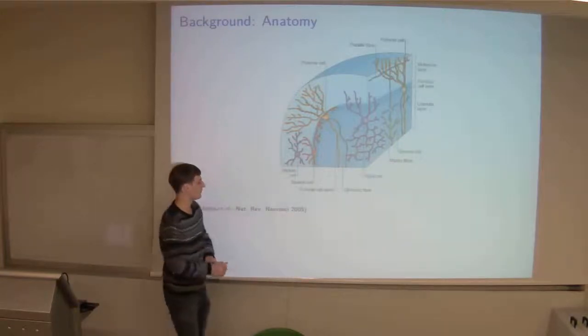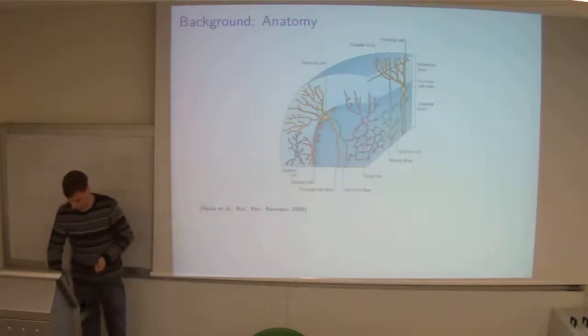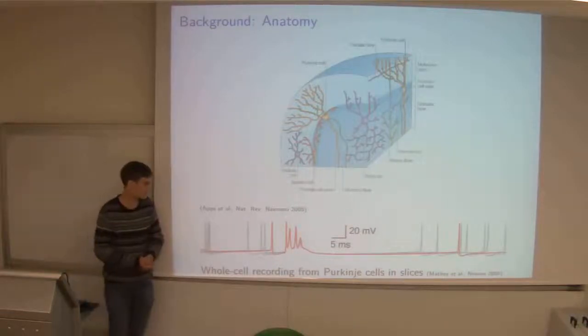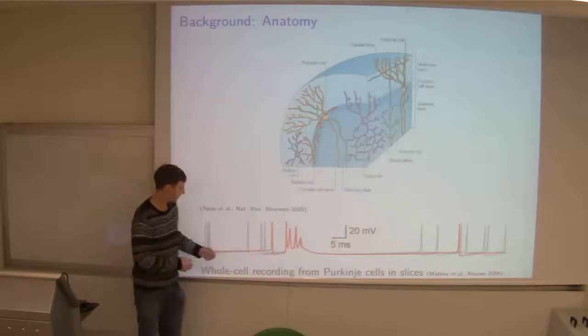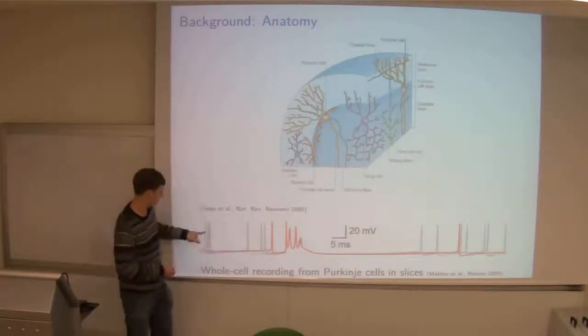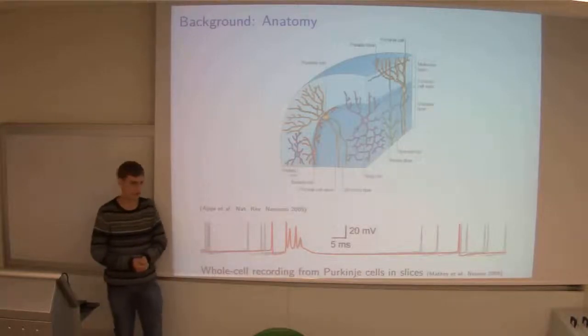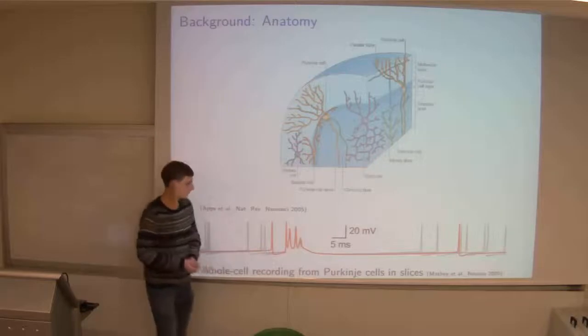Purkinje cells deliver the main output of the cerebellum. And we also saw in the lecture that Purkinje cells have two different types of spikes. They are called simple spikes, here in the red trace or here in the gray trace, but they also have another type of spikes called complex spikes, which look like this in a recording from slices.